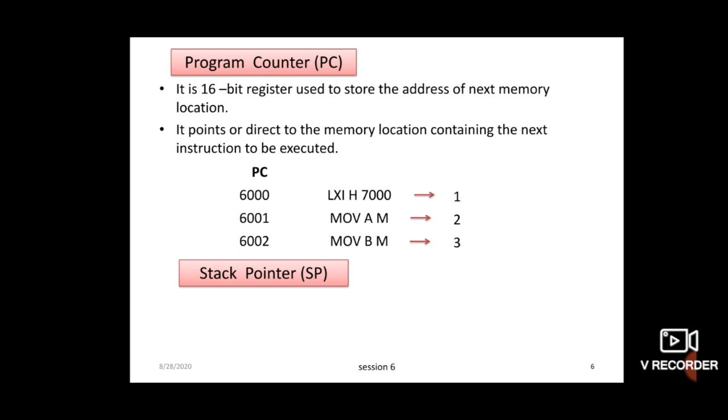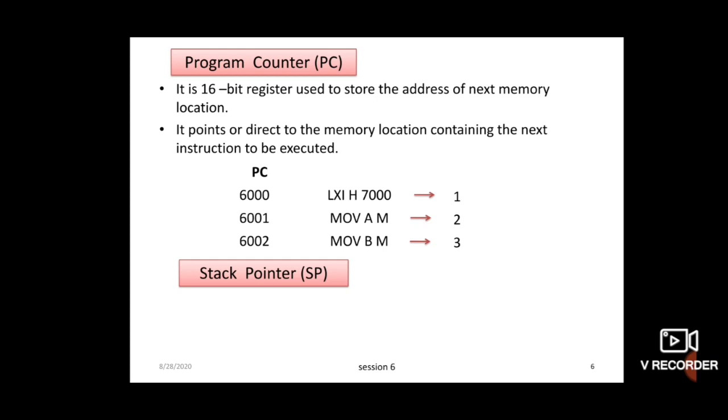Understood, student? What is program counter? In the above program, the instruction is in the first line. Which first line? 6000. After completing instruction number 1, the program counter automatically goes to 6001, which is the address of the next instruction, move A, M, and then it will go to 6002 automatically.